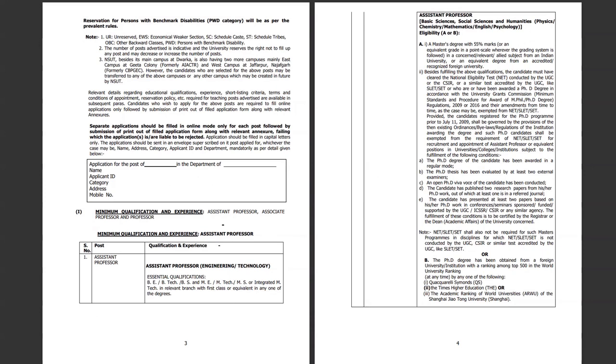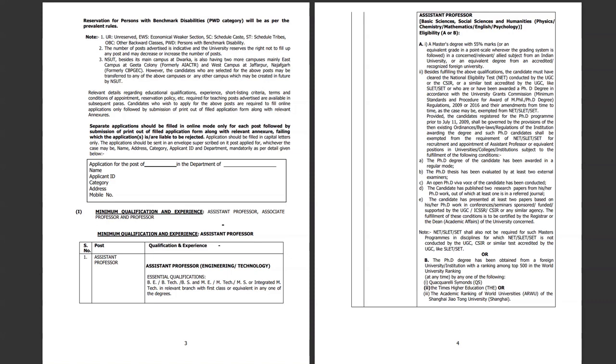When we come to the minimum educational qualification for assistant professor in engineering and technology, a candidate must have BE or BTech and ME, MTech or MS or integrated MTech in the relevant branch with first class or equivalent in any of the degrees.